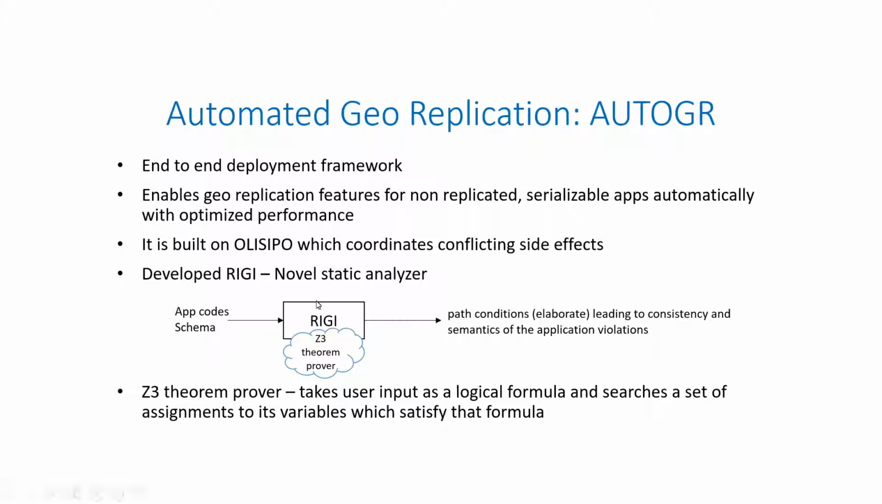And then OLSIPO, an existing coordination system, which is actually a normal Paxos-like protocol. It runs on a Paxos-like protocol where it can tolerate up to F failures, and it makes sure the replication happens. Since that is the dynamic part, RIGI is the static part, which does all the pre-checks and gets all those restrictions for the runtime process.